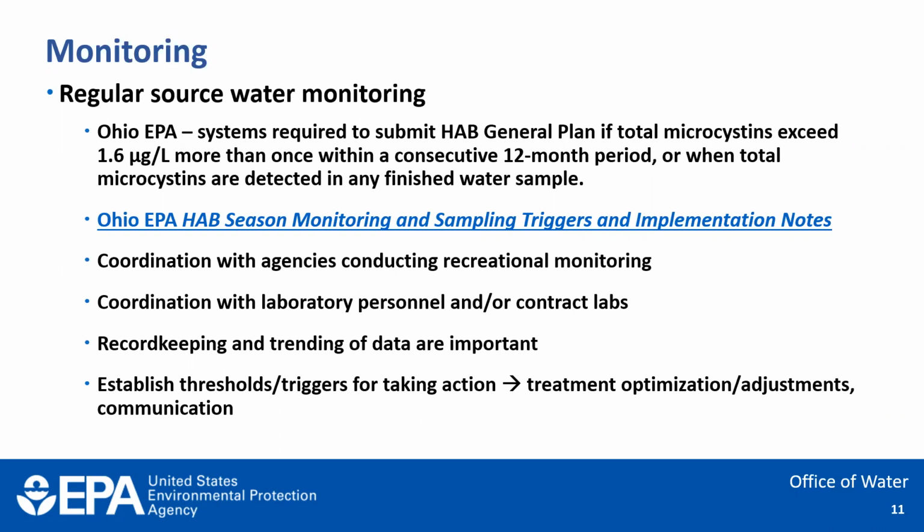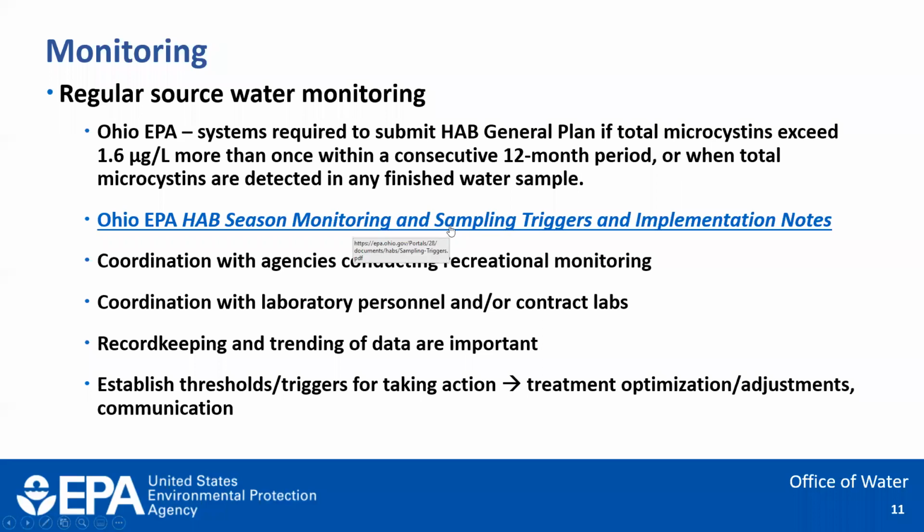So in Ohio EPA, systems are required to submit their general plan if total microcystins exceed 1.6 micrograms per liter in the raw water, and that number is the higher level health advisory for all public. So above that, it would be a do not drink order in Ohio. And so you can see the stipulations on that, or when it's detected in any finished water sample. So this is just what Ohio does.